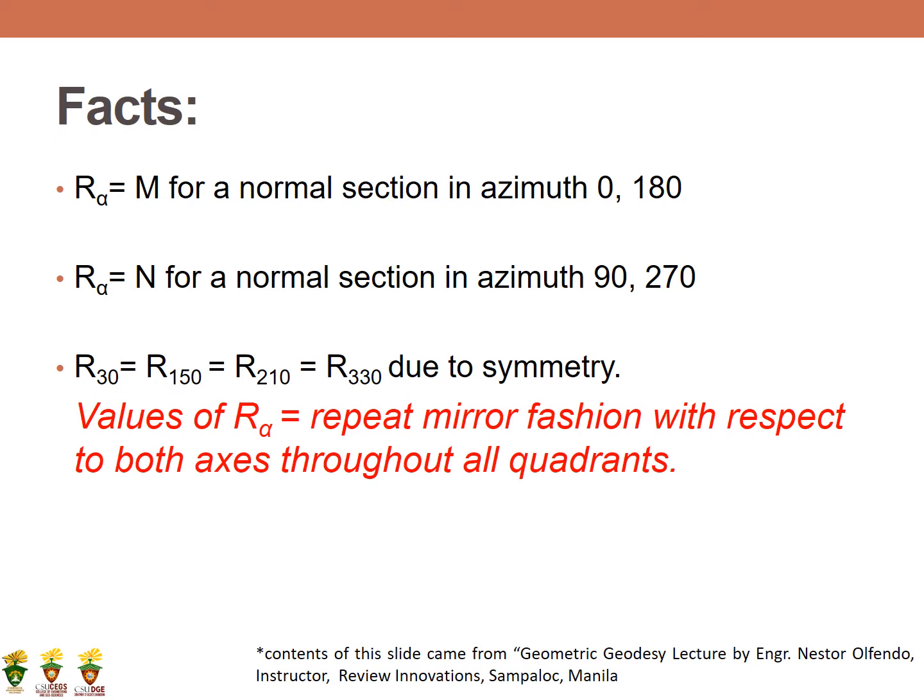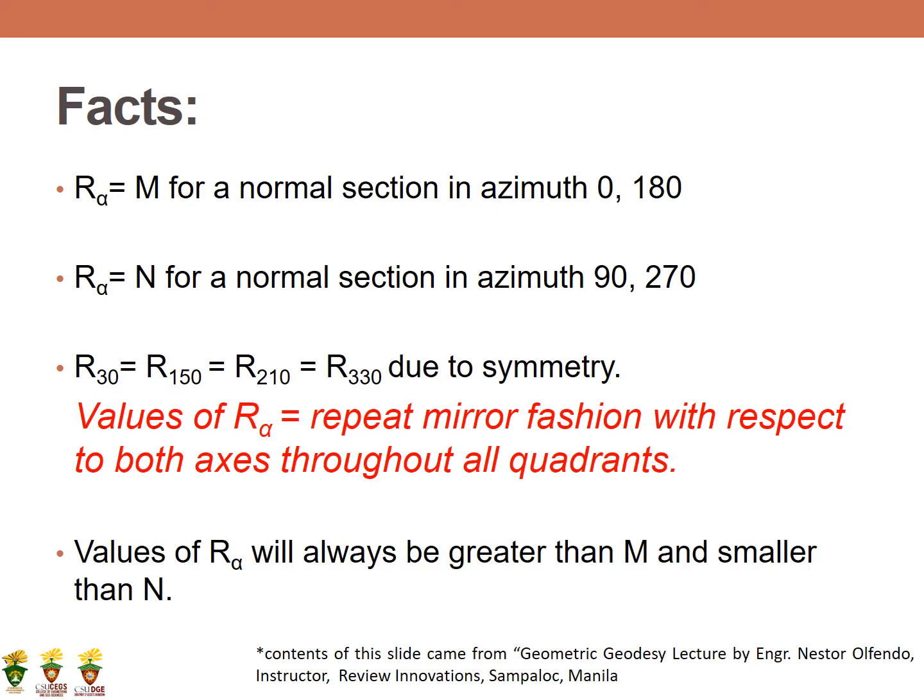And the values of the radius of curvature at any azimuth will repeat in mirror fashion with respect to both axes throughout all the quadrants of the section. And the value of the radius of curvature at any azimuth will always be greater than M and smaller than N. So let's keep on remembering that, no? Mas dako siya compared kang M and smaller siya kang N.